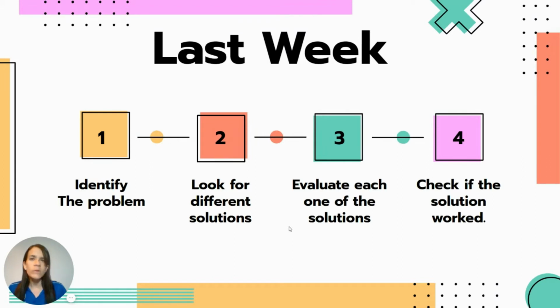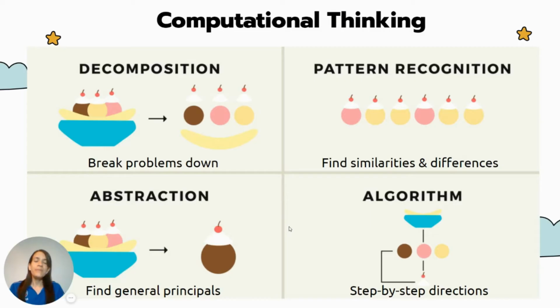Remember that last week we talked about some strategies to solve a problem? The first one is to identify the problem. The second one is to look for different solutions, okay? There's always a way. The third one, evaluate each one of the solutions. And the fourth one, check if the solution worked. Remember the cute videos we saw? Well, today, I'm going to show you another way to solve problems, and that is computational thinking.